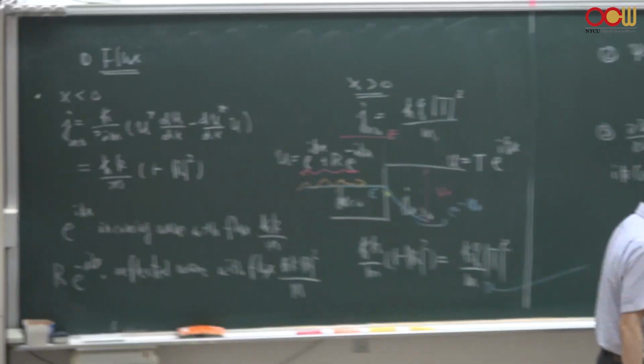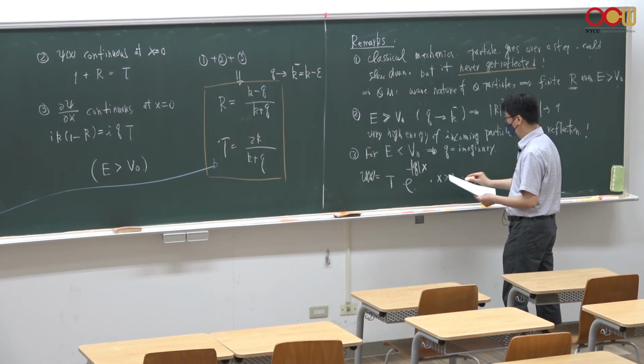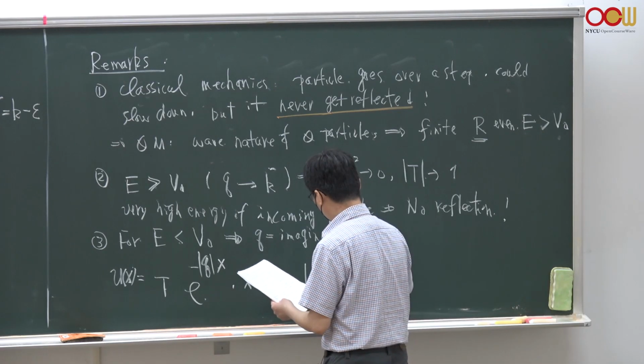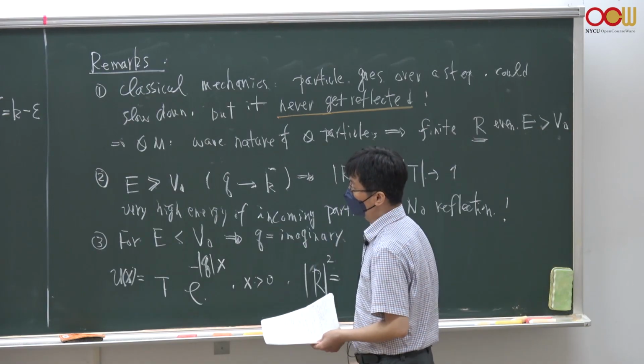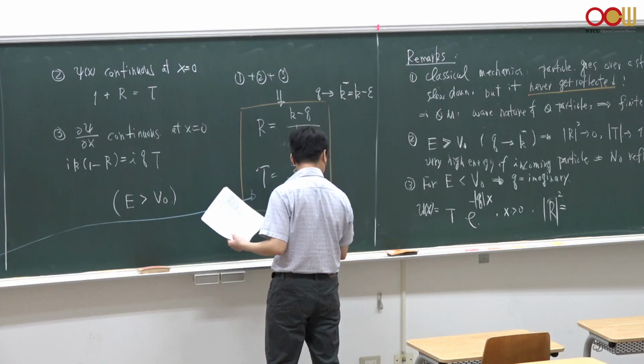Okay, so what does that mean? Well, this means that you get a total reflection, because now you could use this general formula to simply replace q by i times q, right?